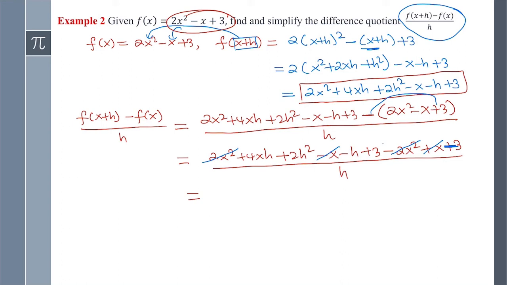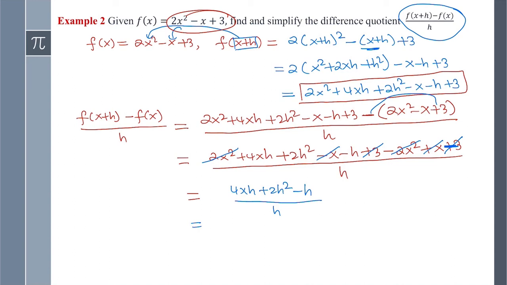So negative 3 and positive 3, that goes away. So whatever we have left is just these three terms here. So that equals 4xh plus 2h squared minus h, divided by h. So this becomes much simpler.